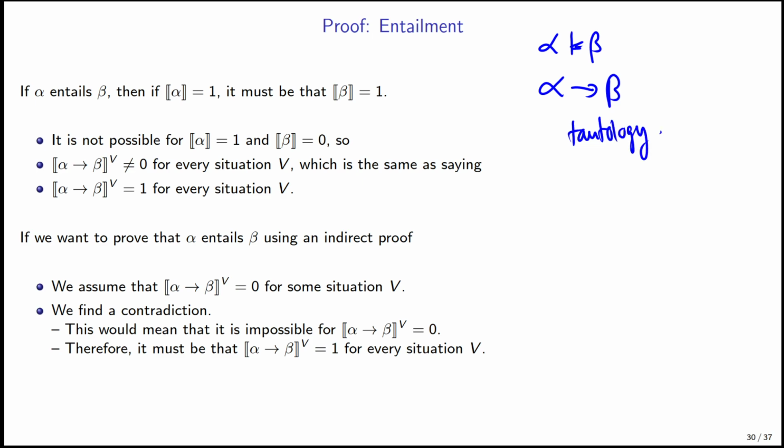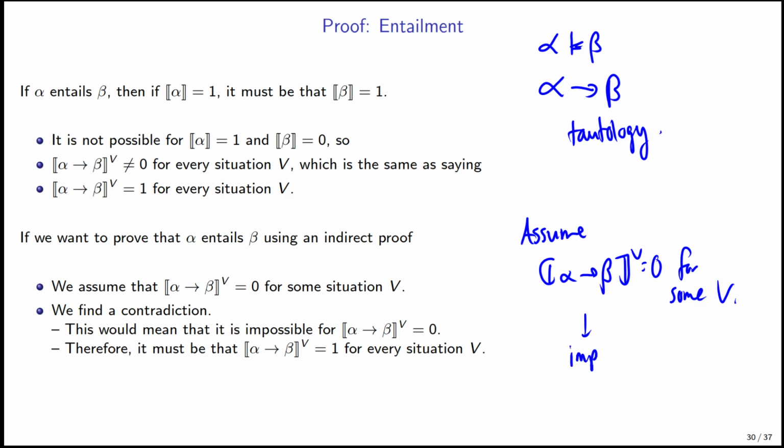So what this means is that if alpha arrow beta is a tautology, when we do a proof by contradiction, what we do is we just assume that alpha arrow beta is false for some situation V. We show that's impossible. So this should give us an impossibility. And therefore, we're going to find that alpha arrow beta is going to be true for every situation V.